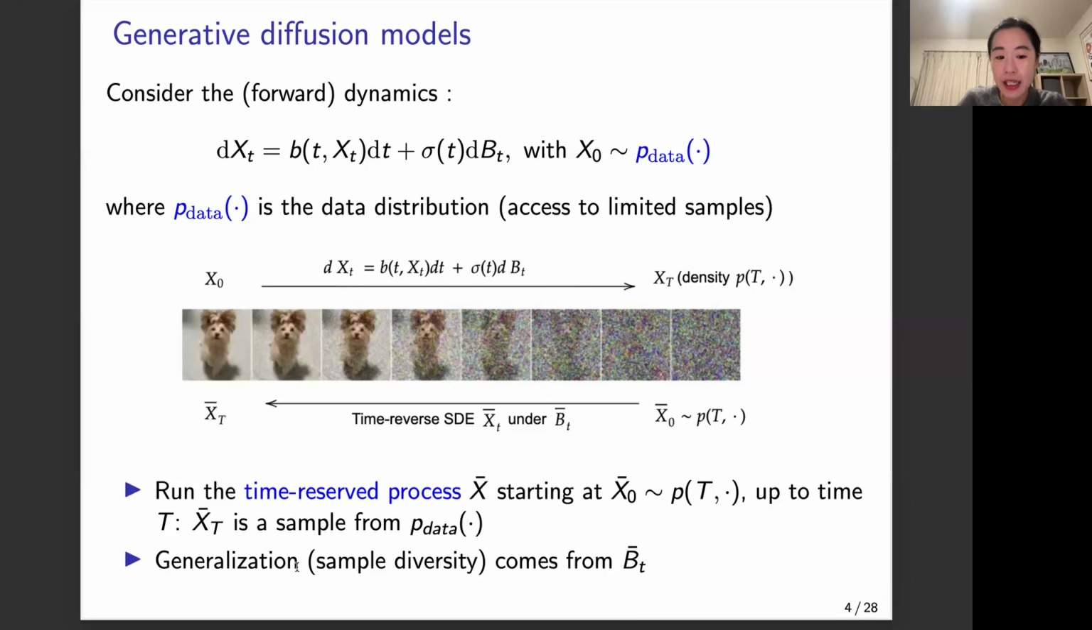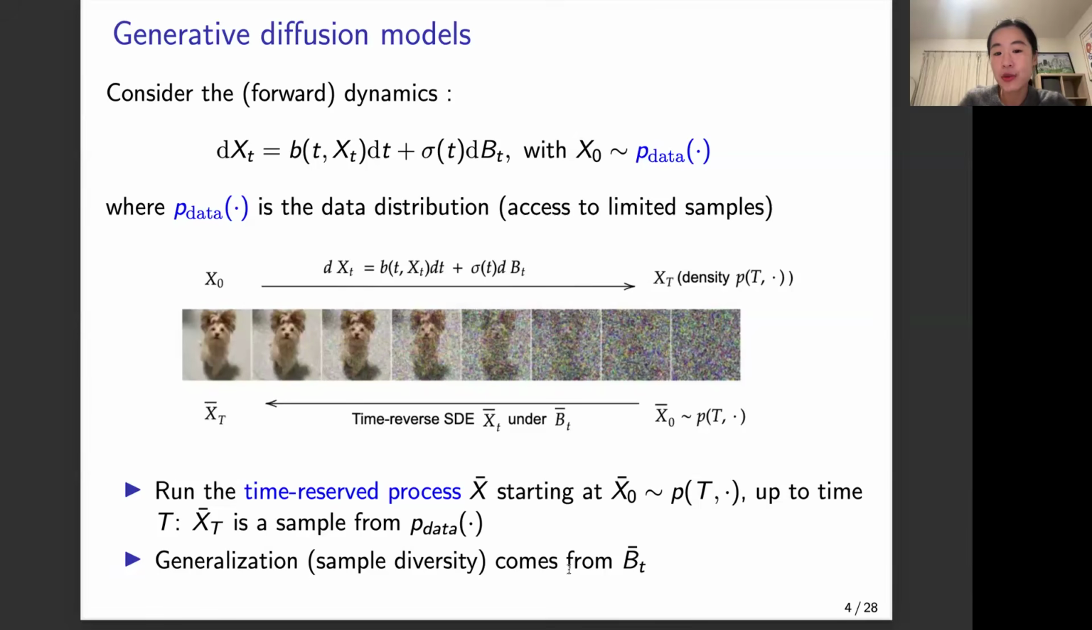And the second comment is that intuitively, it should be easy for this time reverse SDE to guarantee generalization or sample diversity, because we can simulate as many independent Brownian motions as we want to guarantee that the simulation procedure has enough diverse noise so that we generate something different. So these are two comments.